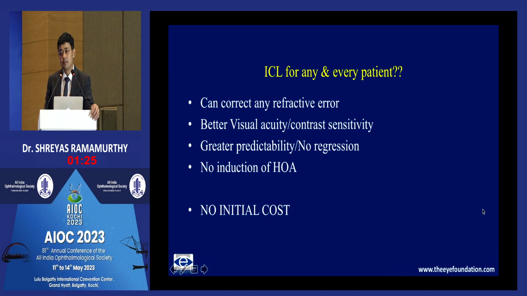Lastly, to leave you with, when we are looking at keratoconus, when you're looking at all these piggybacks, so many options, what about any of the regular refractive errors? ICL can correct any refractive error, gives us better visual acuity, better contrast sensitivity. There's, in fact, gain in lines of vision, which you see with a phakic IOL, which you don't see with any excimer laser treatment. Greater predictability, you don't have regression, no epithelial remodeling, no epithelial hyperplasia, no induction of higher order aberrations. And most importantly, no initial cost as well.